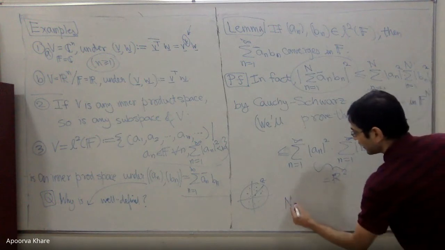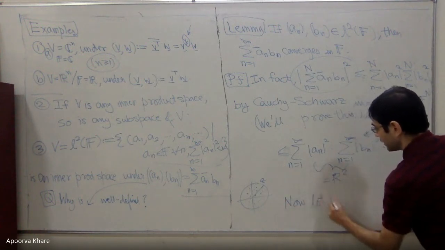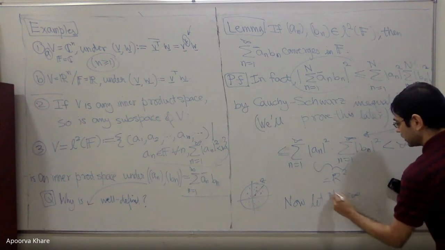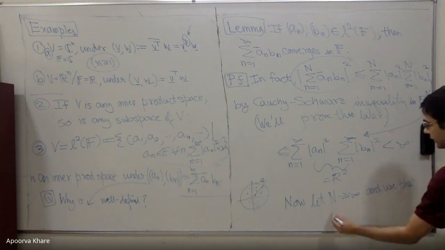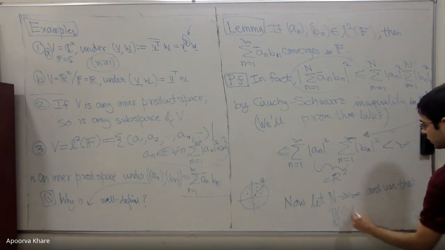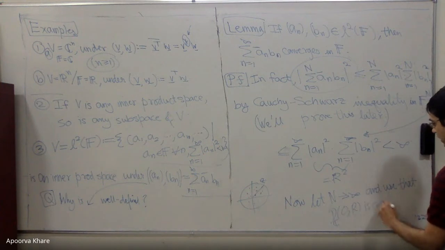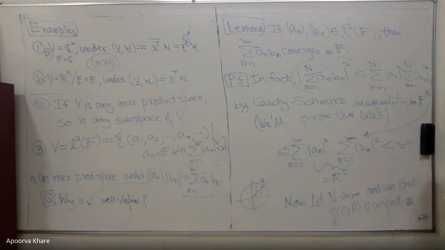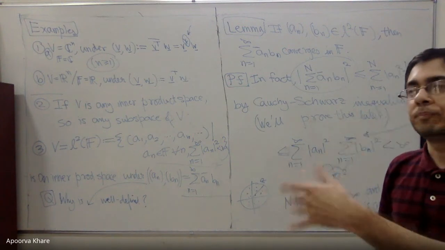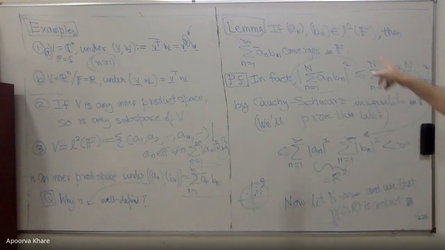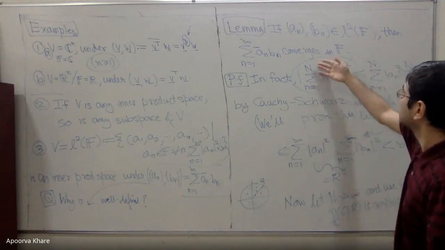Now I'll just say, now let N go to infinity and use that the disk in the complex plane around 0 of radius r is compact. But anyway, as I said, I'm not going to actually sit around and prove this. But the Cauchy-Schwarz inequality in F to the N, we will actually prove, because we will actually prove it in any inner product space. And now once that is proved, that can be used to prove that this converges.